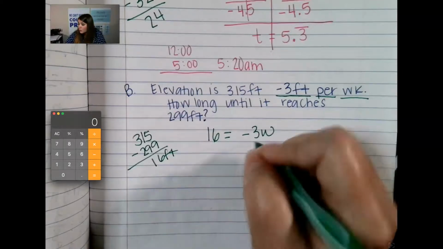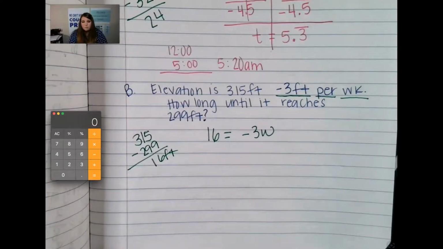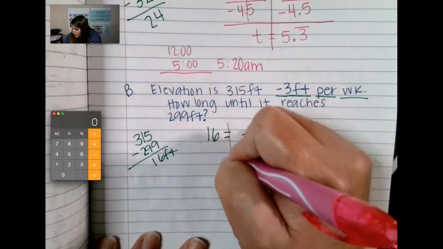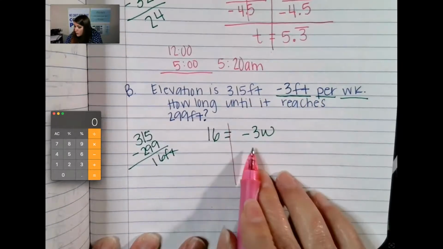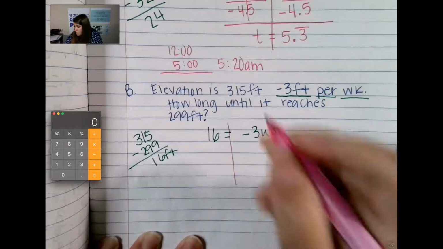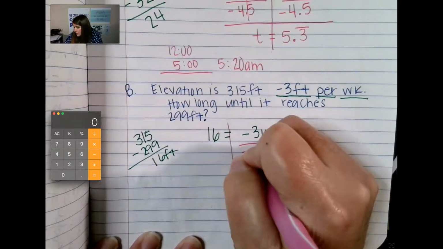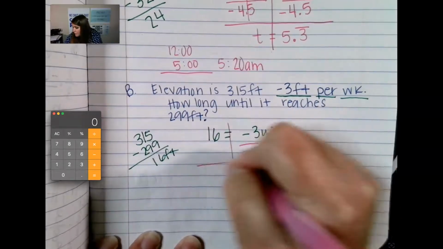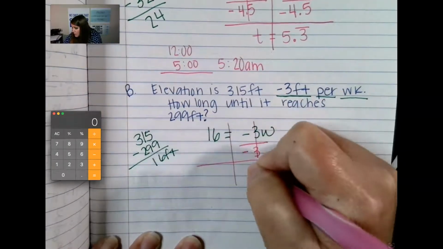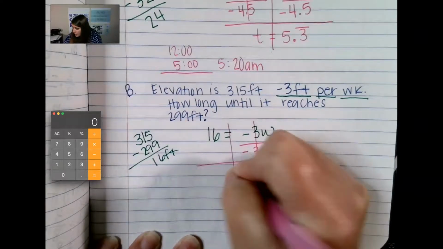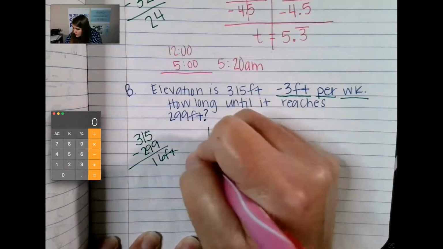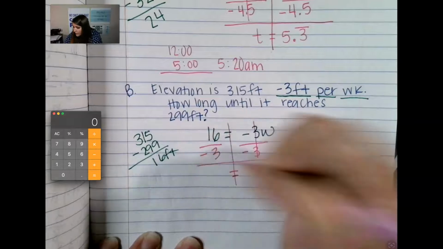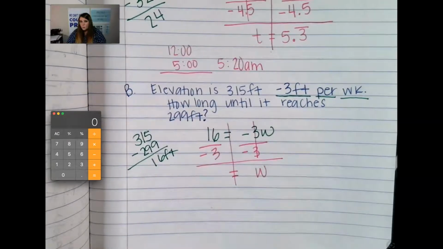Okay, so we're going to undo our operation just like we did before. So we're going to do the opposite. Right now it's in multiplication form. Instead, we need to put this into division. Negative divided by a negative gives us a positive 1W. And W equals 16 divided by -3. So let's go ahead and do our calculator here.